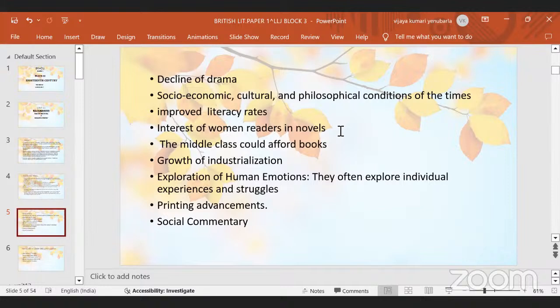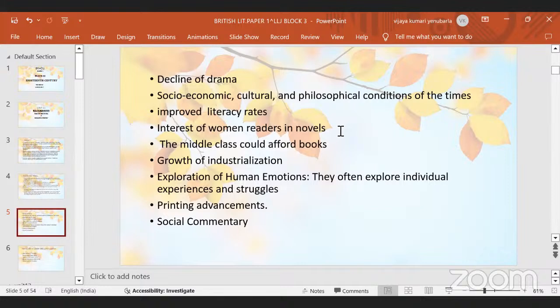The middle class could afford books. Yes, they are rich. Due to the printing press revolution, books are available. So they started buying. And some libraries were also established, so that those who are unable to buy the books used to take books for rent.